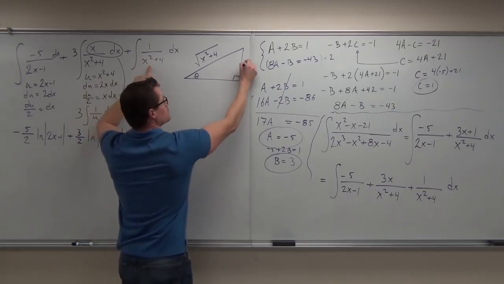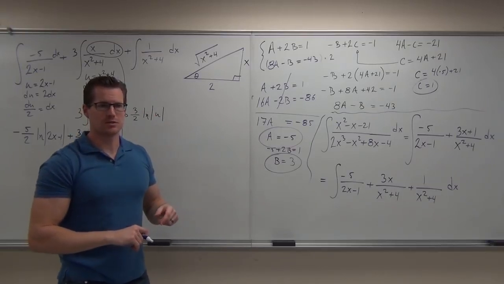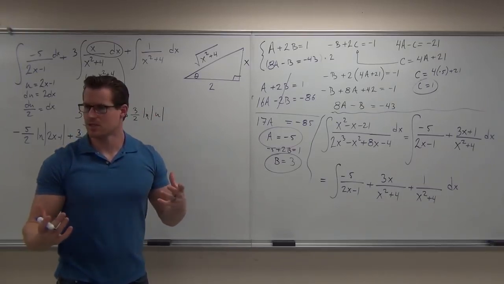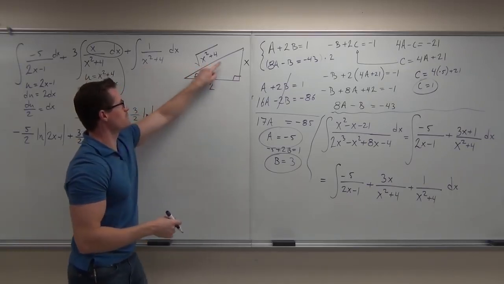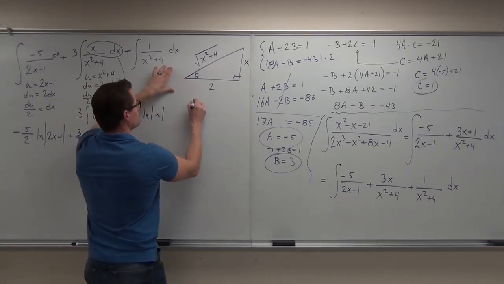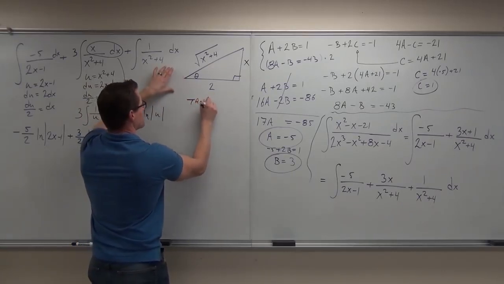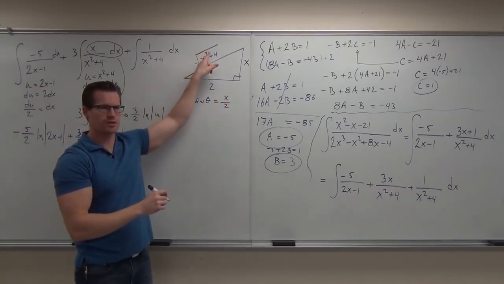You can still do, no, that's a secant, that's a tangent. You can still do the 2 missing sides. Do you follow that? If you do the 2 missing sides, this would give you the x, this would give you the 2. You can still do the substitution. Tan theta equals x over 2. So who cares if it doesn't have a square root? You can still do this, no problem.